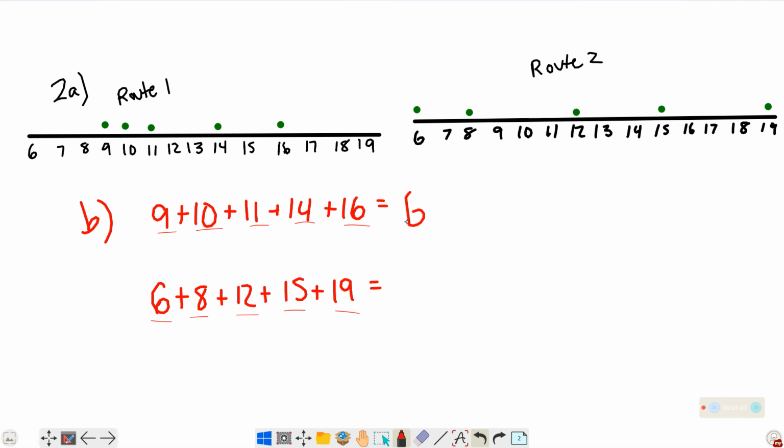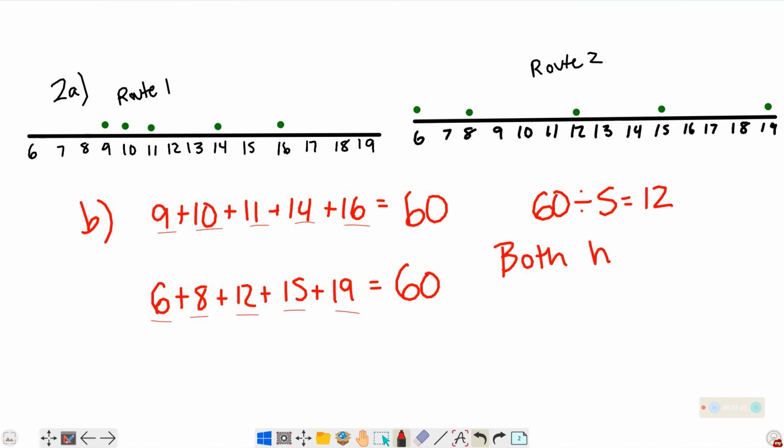For this one, you get 60. And for this one, you get 60 as well. Then 60 divided by 5 is 12. So both have a mean of 12. And draw the triangle.